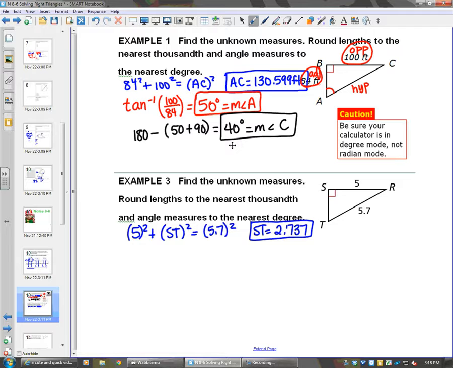Which angle would you like to find? You want to find R? Okay. So here we go. Here's angle R. 5 is going to be the adjacent side length. 5.7 is going to be the hypotenuse. And obviously ST, not that it really matters, but we'll go ahead and label it for fun here. That's going to be the opposite side length.